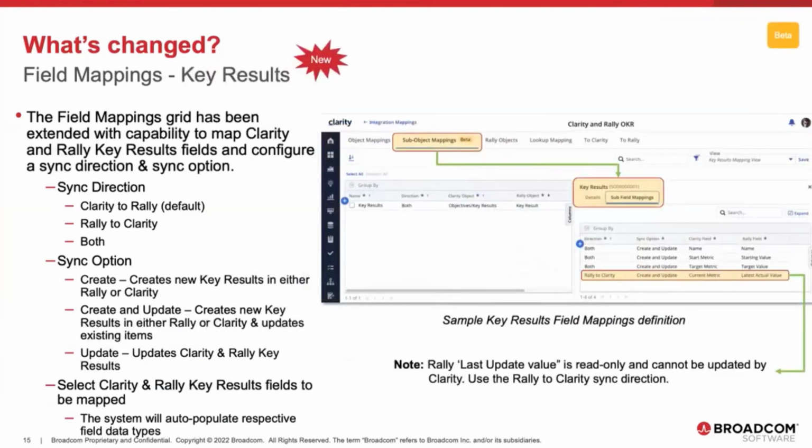Field mapping also has to occur for key results. So this area has been expanded to support that. So the Rally to Clarity option should be chosen for the current metric value, because the latest actual value is in fact a read-only value in Clarity. So Clarity will only be able to receive updates from Rally for this value. The other key result fields, name, start, target, can be configured to allow either system to create new entries and update them.